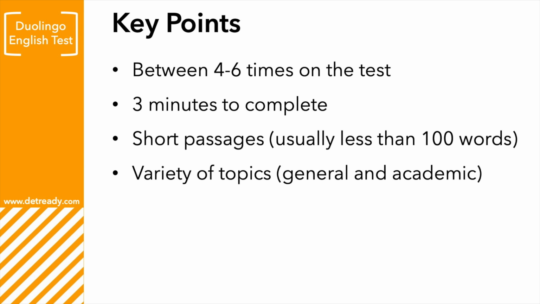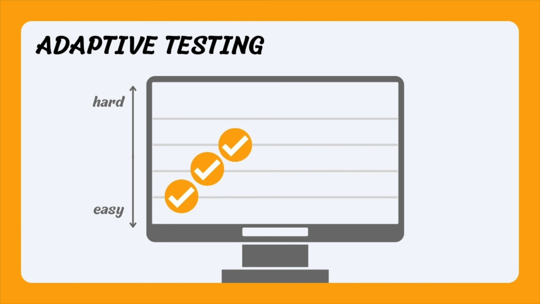There is a variety of topics. Some are very general and others are more academic. So some of the topics you might find very easy if they're very general, or you might find more challenging if they're more academic. On top of this, the Duolingo English test is an adaptive test, which means as you go through the test, if you're doing well, the questions will get harder. So the topics might get harder as you go through the test, but don't worry, if that happens, it could mean you're doing very well.